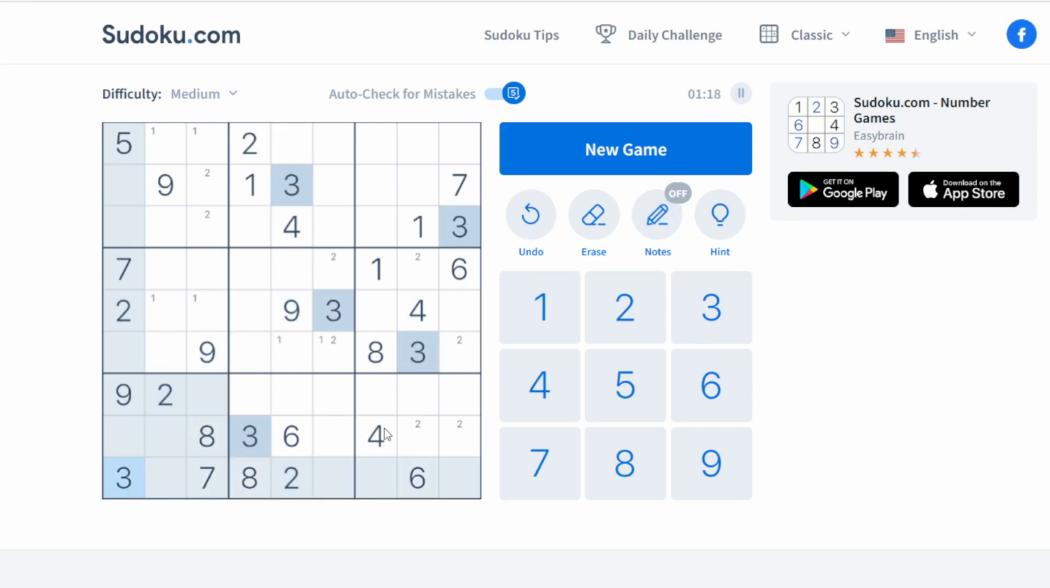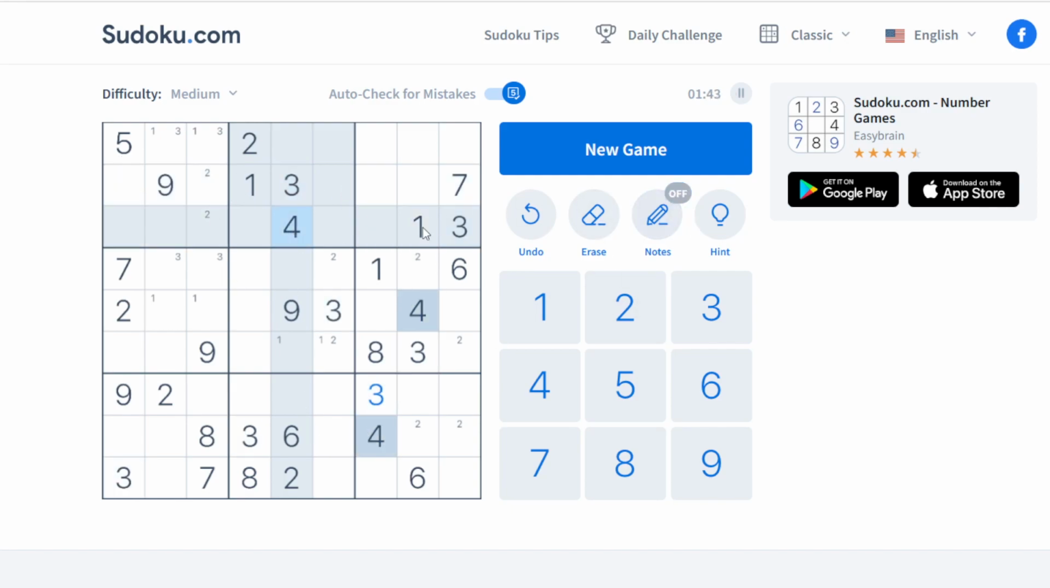We know for a fact the 3 must be here. We can make a note that the 3 is over here. We know the 3 must be here or here, therefore making this a pair. And I think that's all the information we can get for now.